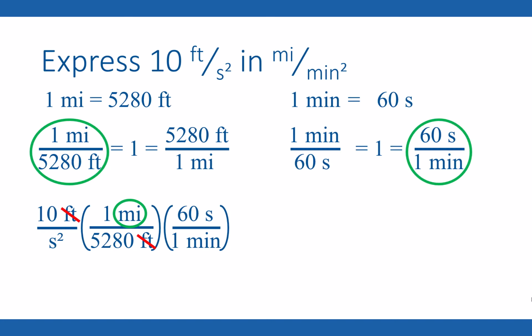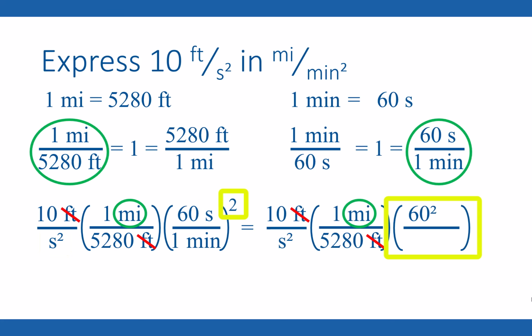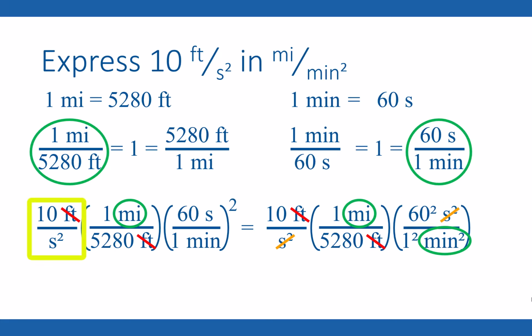This does not allow us to cancel the seconds yet, because the denominator seconds are squared and the numerator seconds are not. We square the conversion factor, which means squaring each number and unit in the conversion factor. This cancels the seconds squared and leaves minutes squared in the denominator. When calculating the result, do not forget to square the 60. 10 feet per second squared is equal to 6.818 miles per minute squared.